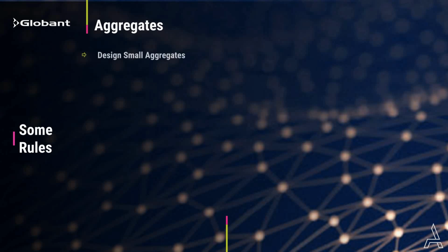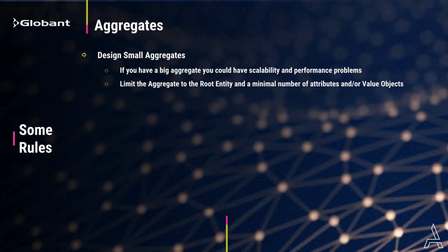Rule 2 is design small aggregates. The main problem with big aggregates are scalability and performance. If you have big aggregates, you will have big objects that you will need to load in every transaction. So limit the aggregate to just the root entity and a minimal number of attributes and/or object properties. Think here on the minimum set of objects and attributes that need to be in a consistent state after an atomic transaction is completed. That should be a proper minimum.